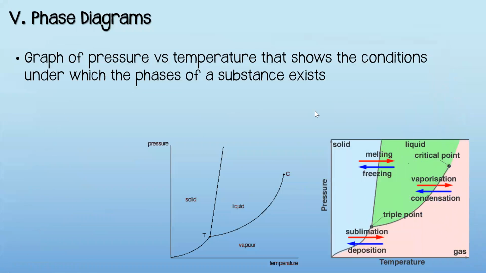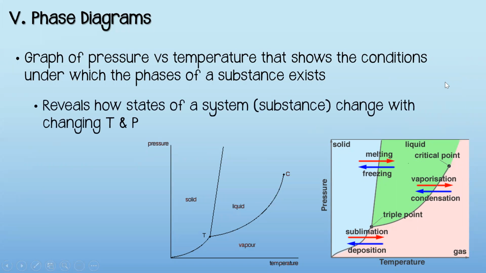So a lot of definitions there. Just make sure you read over those and understand them. And we're going to get into the last part of our section, which is phase diagrams. So a phase diagram is just basically a pressure versus temperature graph that shows the conditions under which the phases of a certain substance exist. So you may see something that looks like this, very plain, but giving you a lot of information, or you may see something color-coded with more detail on it. Either way, you can get the same information.